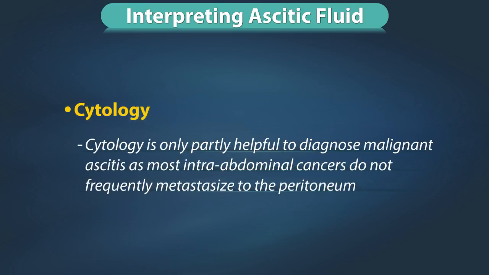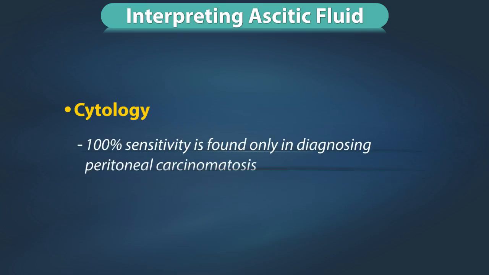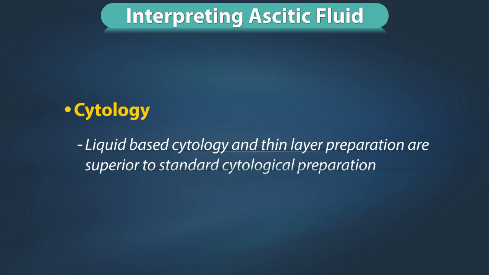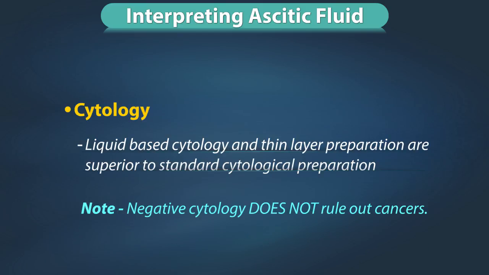Cytology. Cytology is only partially helpful to diagnose malignant ascites, as most intra-abdominal cancers do not frequently metastasize to the peritoneum. 100% sensitivity is found only in diagnosing peritoneal carcinomatosis. Liquid based cytology and thin layer preparations are superior to standard cytological preparations. Note: negative cytology does not rule out cancers.